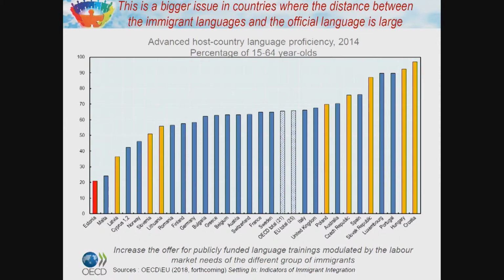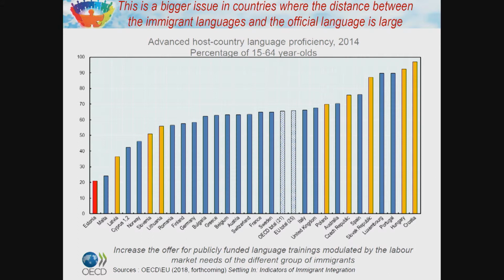Estonia is in fact the OECD country with the least advanced host country language proficiency for immigrants. That means that 20% of immigrants living in Estonia have an advanced language proficiency in Estonian. If we look at the EU or OECD average, this is 60%. And we can see that this is also an important issue in Latvia, Slovenia, Lithuania, but I won't really elaborate on that because we talk a lot about language. We talk about language in education, but what can we do for immigrants, for people who are living in the country and who are already adults?